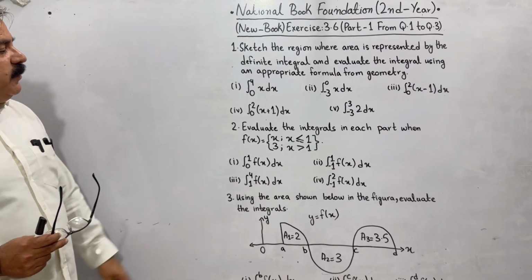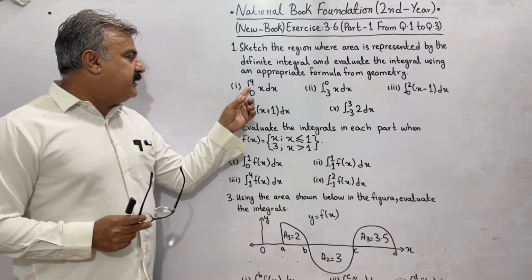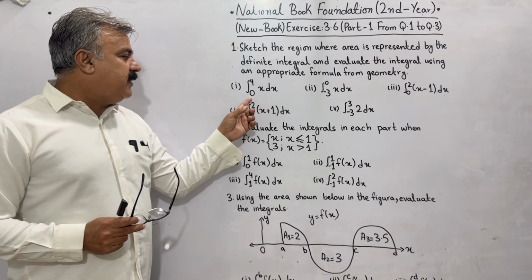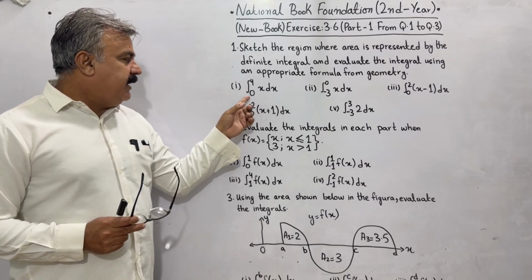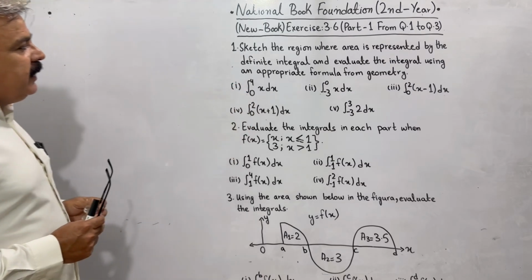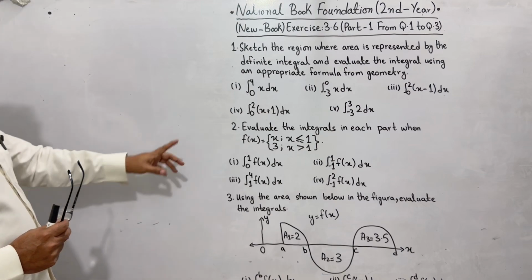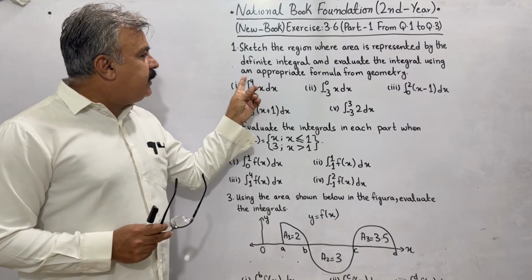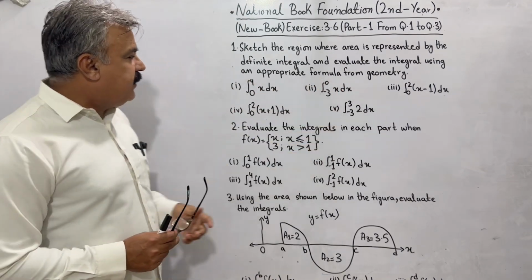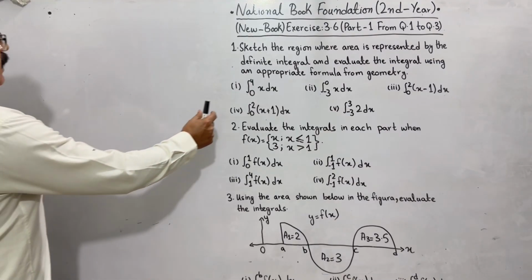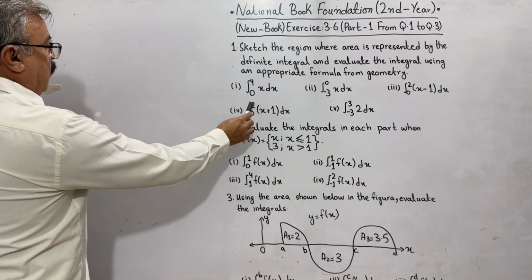There is one more respect. The lower limit is always less than or equal to the upper limit. It is lesser, it is greater. So we are asked to evaluate the integral by using an appropriate formula from geometry. The limits look like 0 to 4.